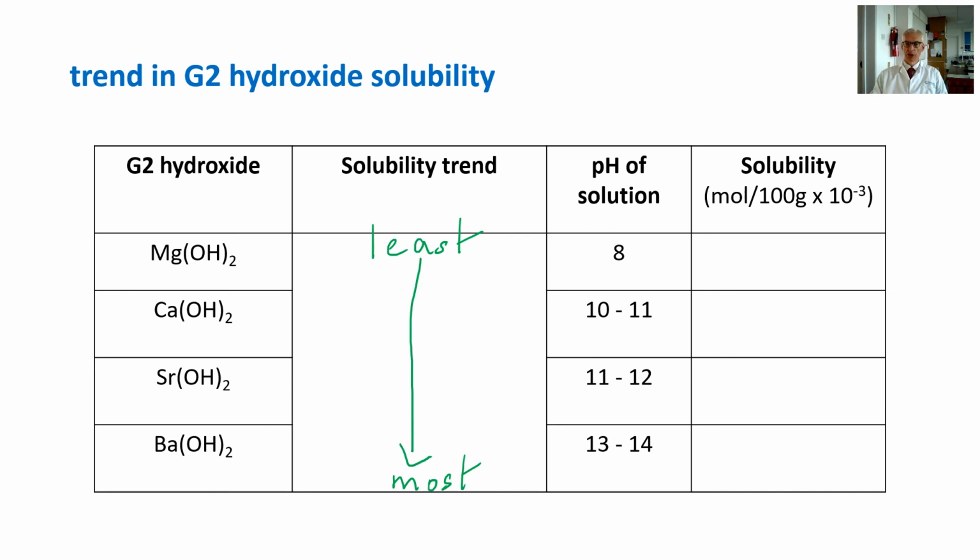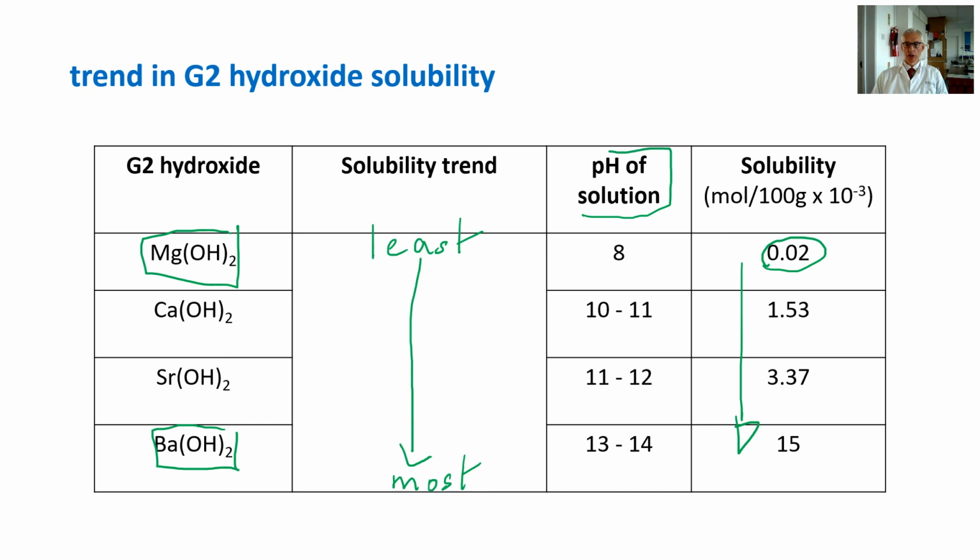I have also some supporting data. So that confirms the solubility trend. We've got a low figure in moles per 100 grams and a higher figure at the bottom. So the trend in solubility is highest for barium hydroxide, lowest for magnesium hydroxide. You are expected to recall that fact and therefore its effect on the pH of the solutions formed.